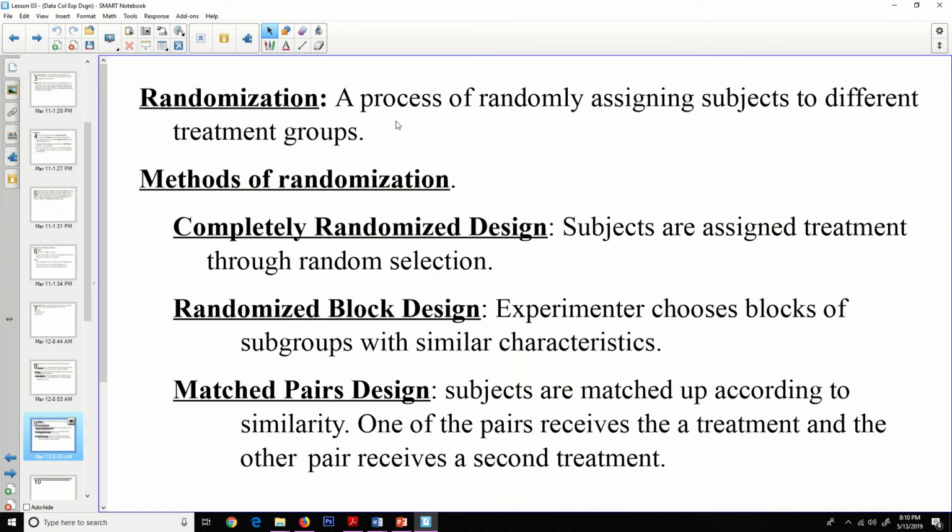Randomization. Randomization is a process of randomly assigning subjects to different treatment groups. There are a number of methods of randomization. In a completely randomized design, subjects are assigned to treatment through random selection. In a randomized block design, the experimenter chooses blocks of subgroups with similar characteristics. You could have a matched pairs design. Subjects are matched up according to similarity. One of the pairs receives a treatment and the other receives a second treatment. And that could be the placebo.